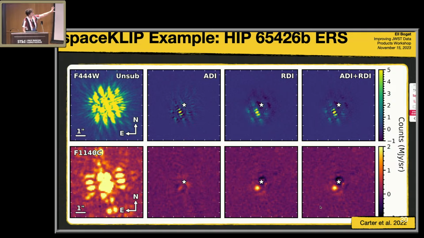To illustrate this, we have a NIRCam observation and a MIRI observation of the same system. On the left is our unsubtracted starlight from the calints files. Then we have the angular differential imaging, so just from the rotation. Then we have reference differential imaging, where we're not doing any of the rotation, but we are subtracting the stellar PSF model from a reference observation. And then a combination where we get to combine both methods at once.